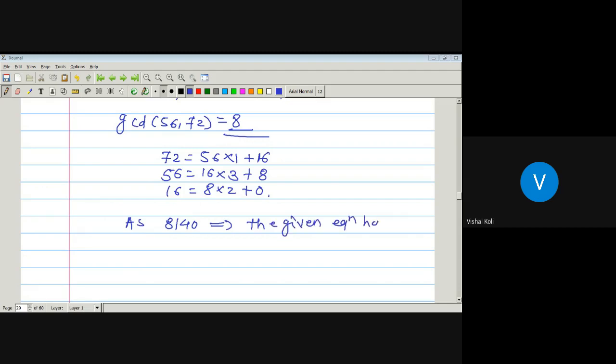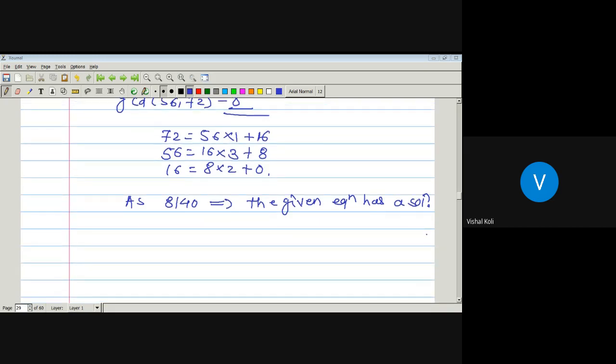Equation has a solution, but we require the values of x0 and y0. For that, we have to express our right hand side C as a linear combination of A and B, and find the values of x and y. We will consider those values as x0 and y0, and from that we will find all the remaining solutions.